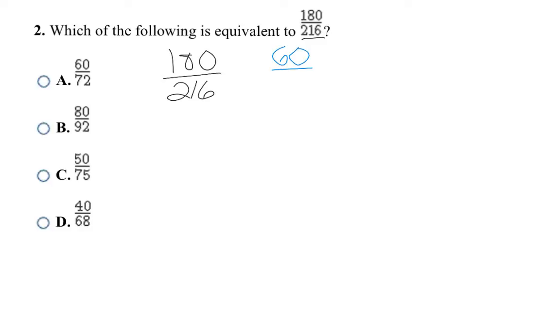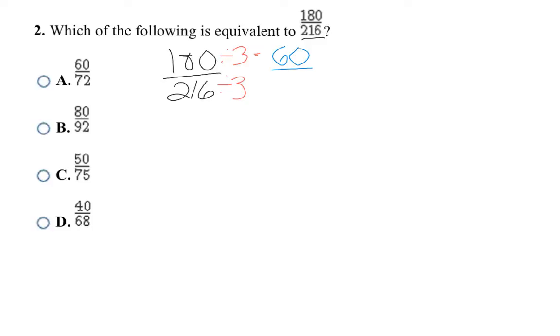And if you're not sure on that, you can take 180 divided by 60 on your calculator, and that's going to give you 3. So 180 divided by 3 is 60. So then I have to take 216 divided by 3.